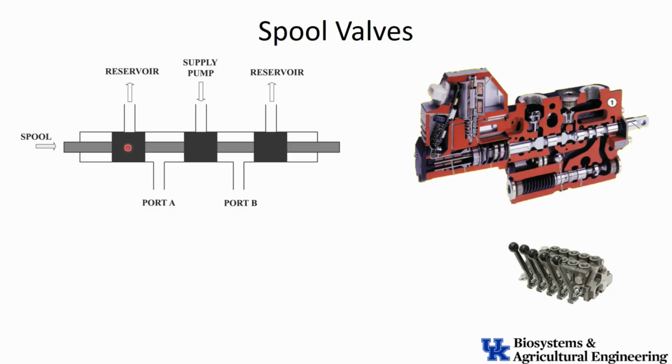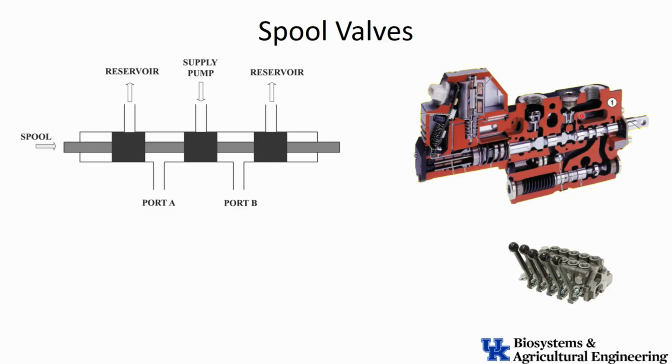Likewise, if I slide the spool the other way, the pump supply can go out to B and then come back from A to the reservoir. So now I reverse the direction of flow. So from B to A and back to the reservoir, or originally I can go out of A, back from B and back to the reservoir. So that's what's going on.